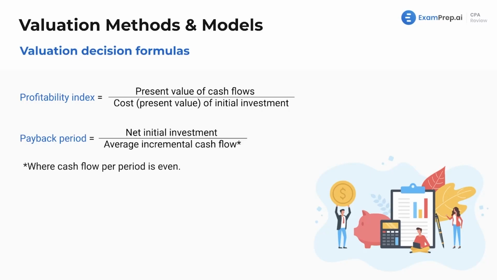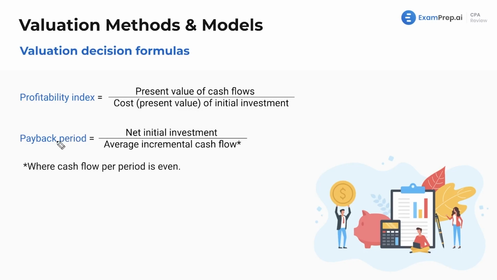Valuation decision formulas. We talked about how there are other decision formulas, and here they are. Profitability index. Okay, ready for this? Present value of cash flows. What does that sound like? It sounds like inflows to me. And the cost, or the present value of the initial investment? That sounds like outflows to me. Whoa, that's crazy. It's absolutely bonkers.